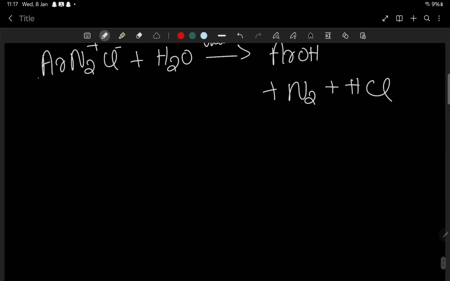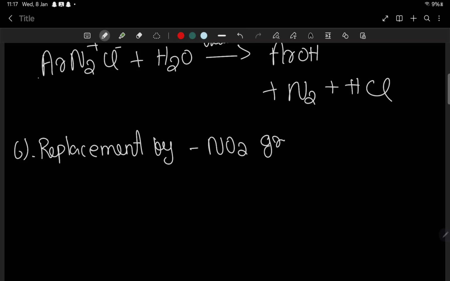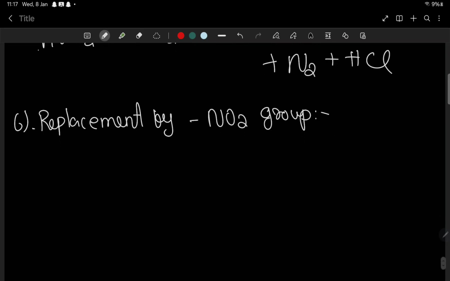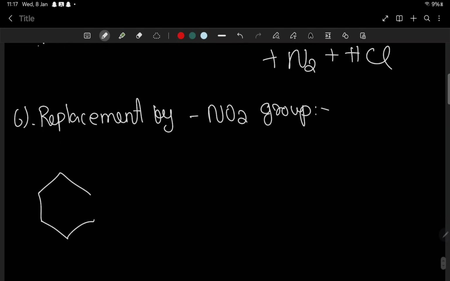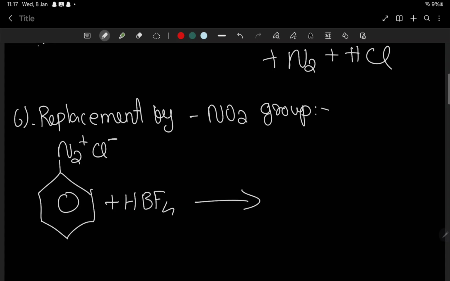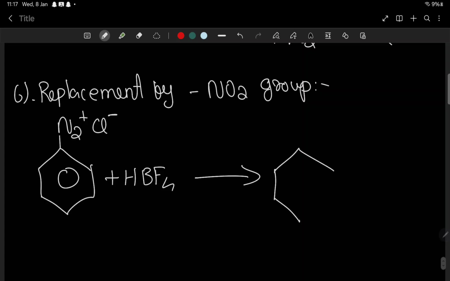Now the sixth one: replacement by NO2 group. This is N2 plus Cl minus plus HBF4. Here also we use HBF4. Now what do we get? Normally what we got when we had HBF4, that is N2 plus BF4 minus. This thing we got when we did fluorination also.